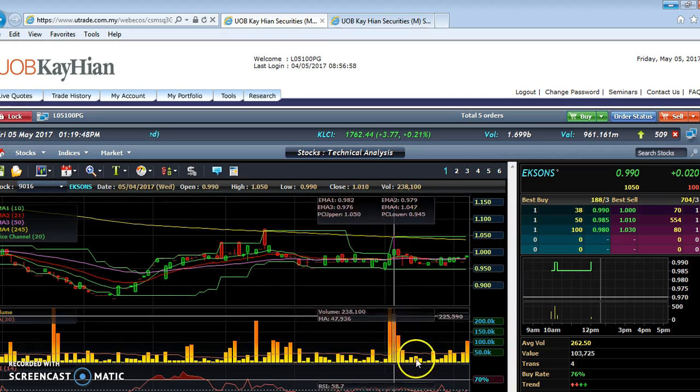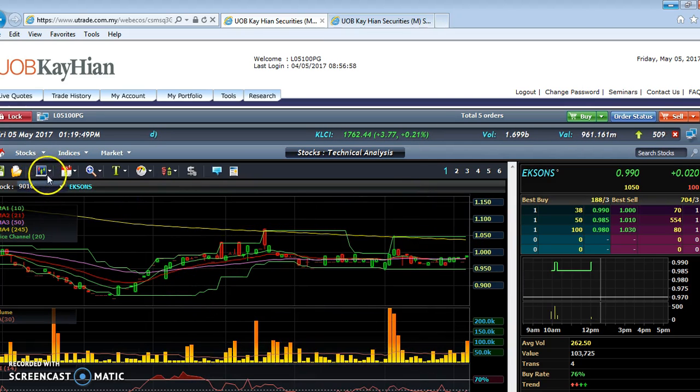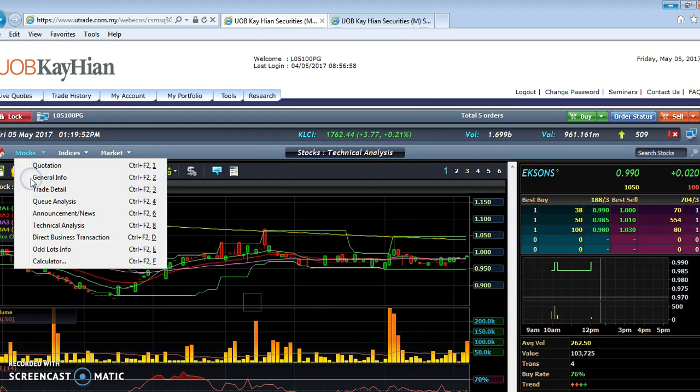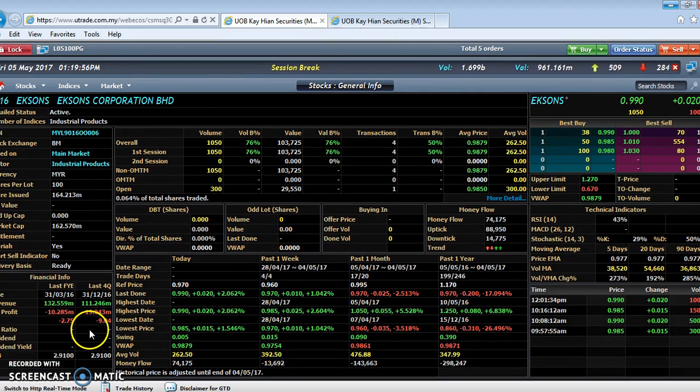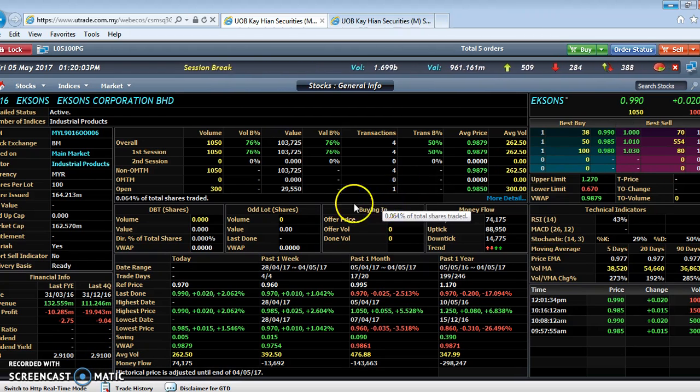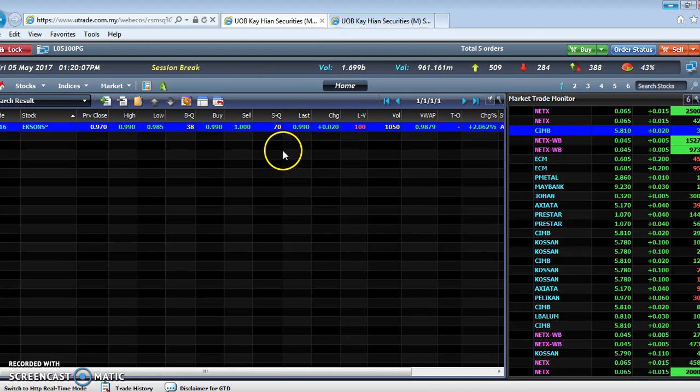So okay, this is Exxon. Let's check the fundamentals of Exxon. Exxon loses a lot of money, but has a very good NTA. This one is trading below NTA. So let's see whether Exxon can become our stock pick for the next coming 2 weeks.